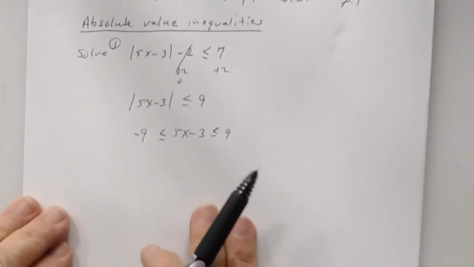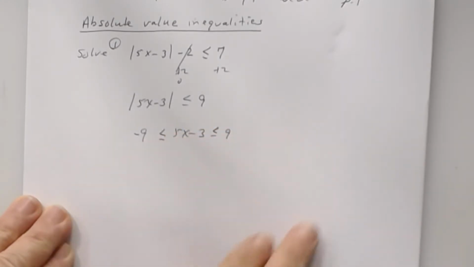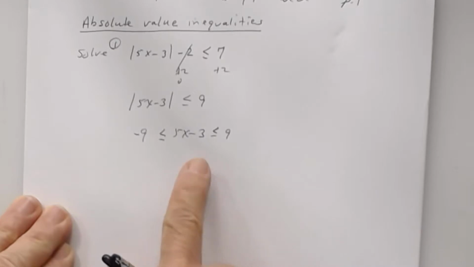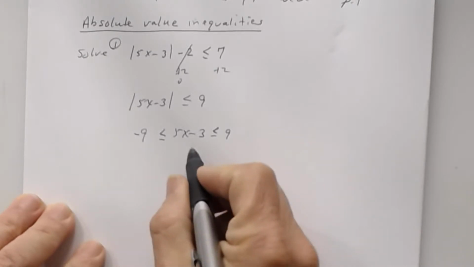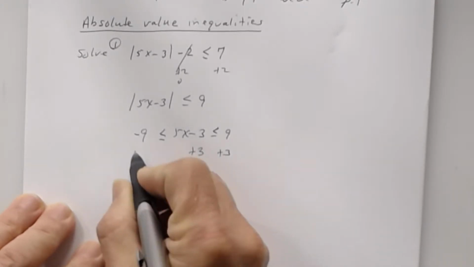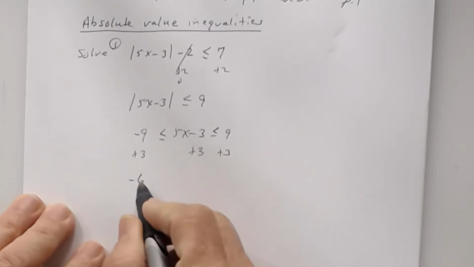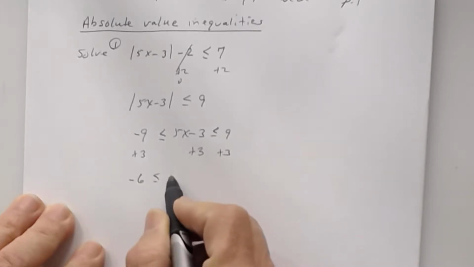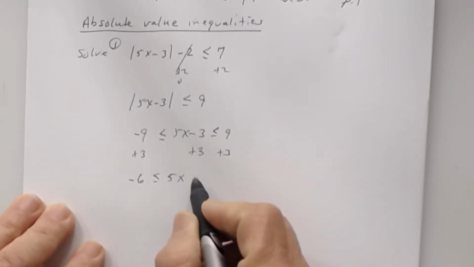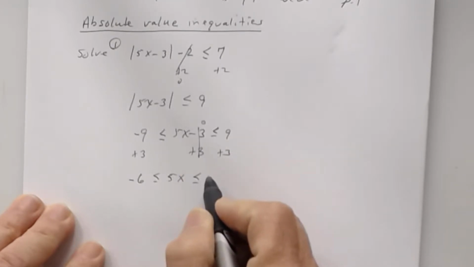Okay, now, the next step is to use your properties to get the variable x in the middle, so that way you can determine what your solutions are. So what's the next step? Add 3 to all parts. Negative 9 plus 3 is negative 6. Negative 6 is less than or equal to 5x, and that's less than or equal to 12.